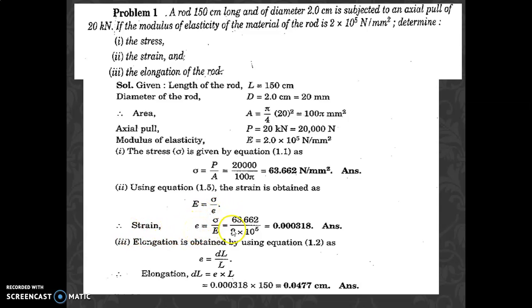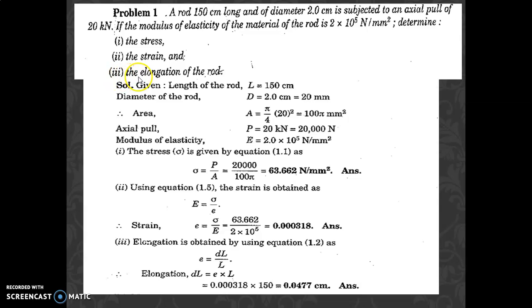So let us substitute here to identify the strain. The strain is equal to stress upon Young's modulus. So stress is 63.662, that particular value of stress we are substituting here. Then this is Young's modulus, so that value is 2 into 10 raised to 5, that is also substituted here. And then the value of strain we are getting is 0.000318. Okay, so that is the strain.